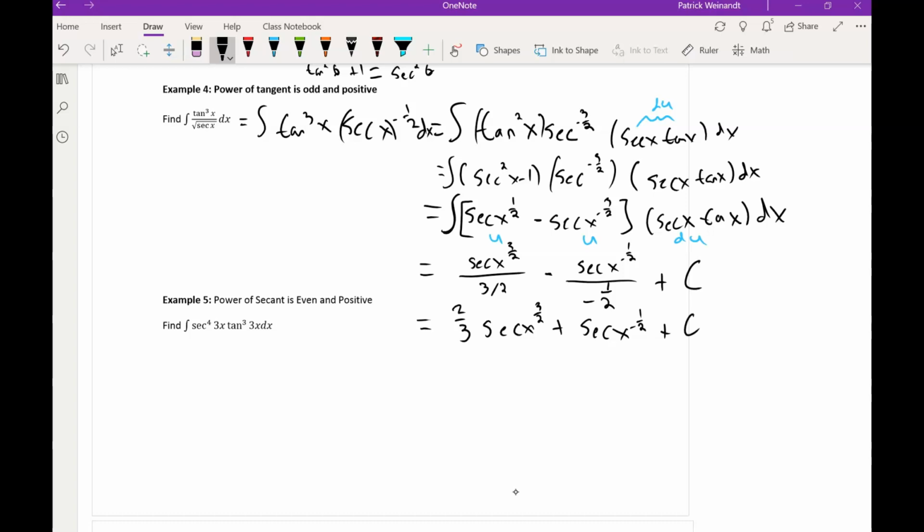If you want to rewrite these as radicals, that's fine, and if you want to write the negative in the denominator, that's fine too, but you certainly don't have to. I would probably accept this at this point. This is just fine. Okay, so that's how you tackle example 4.